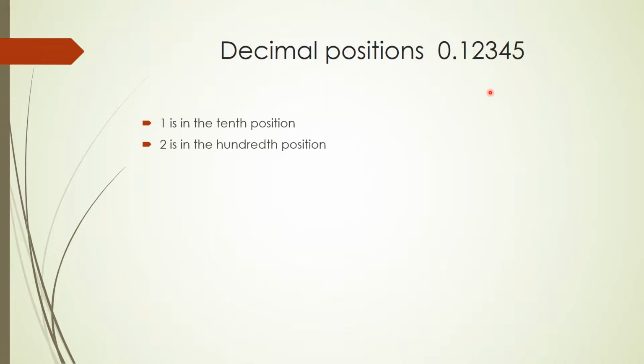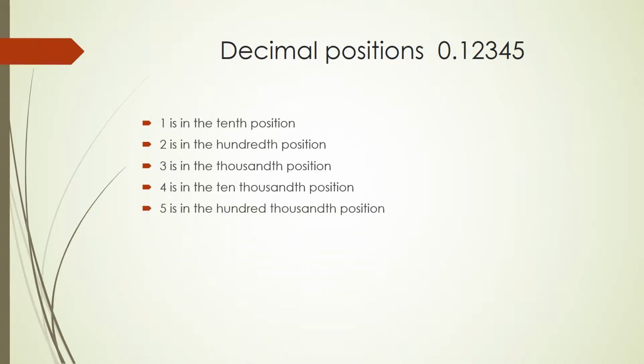The 2 is in the hundredths position. The 3 is in the thousandths position. The 4 is in the ten-thousandths position, and the 5 is in the hundred-thousandths position. Notice the TH added to all these names that designate positions to the right of the decimal point.